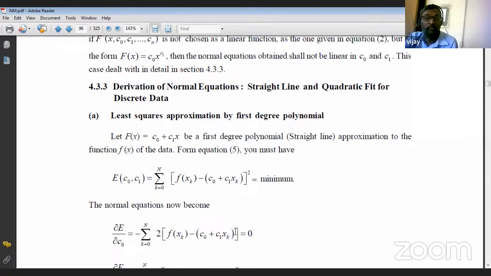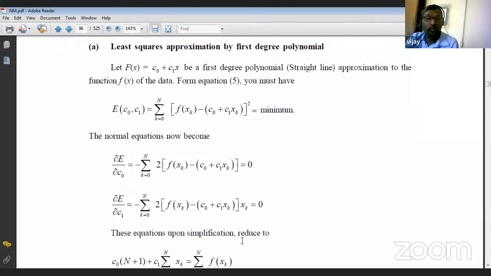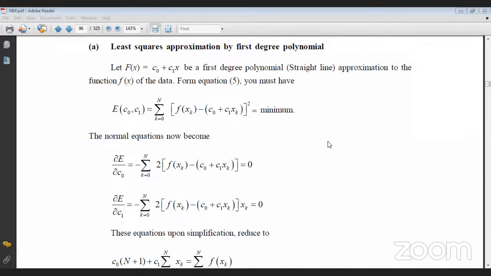Why are these normal equations as below? I am doing the partial derivation here. Dou e by dou c0 is equal to minus summation of k equal to 0 to n of 2 f of x k minus c0 plus c1 x k, equal to 0. Dou e by dou c1, the second derivation, is also minus summation of k equal to 0 to n of 2 f of x k minus c0 plus c1 x k, and in the first derivation c1 x k is additionally taken here.